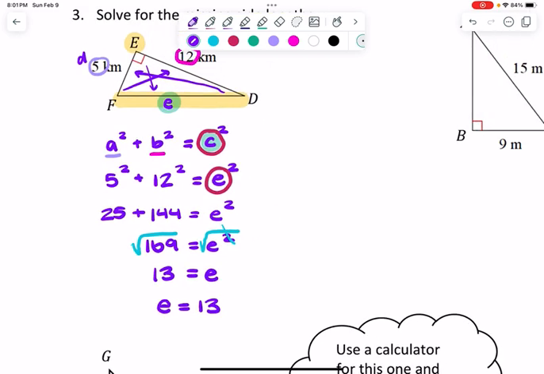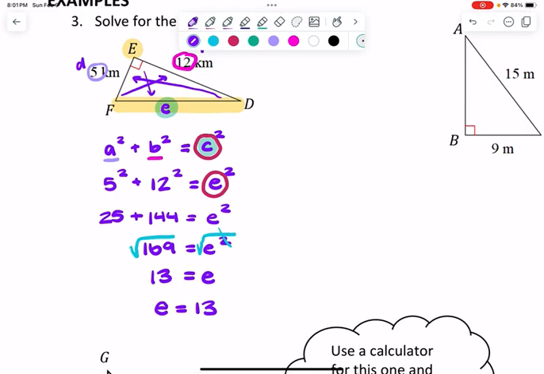But the next thing I want to talk about is units. In this particular question, I'm taking e being 13 as a measurement, the length of a side. And because all of my measurements in this question were in kilometers, my answer should also say that e is 13 kilometers long. And this is what I get.